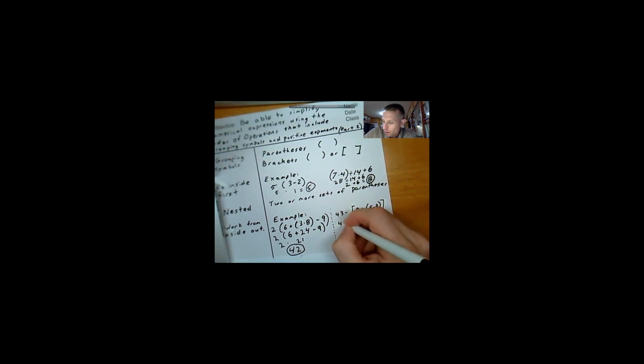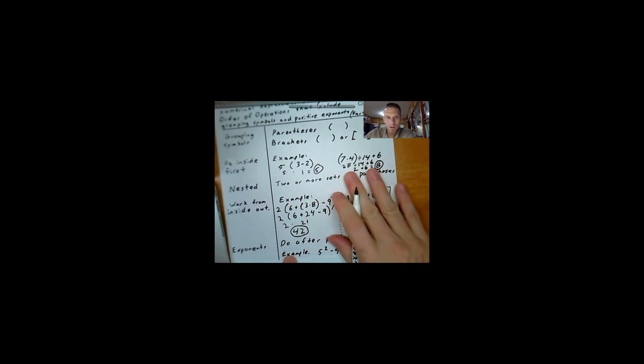And then we'll bring down the subtraction and the 43. Now we will do the remaining parentheses. 8 plus 15 is 23. We'll bring down this subtraction and 43, and then 43 minus 23 is 20. So there's our answer.